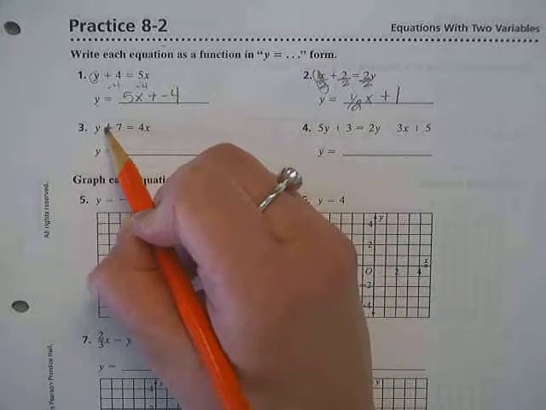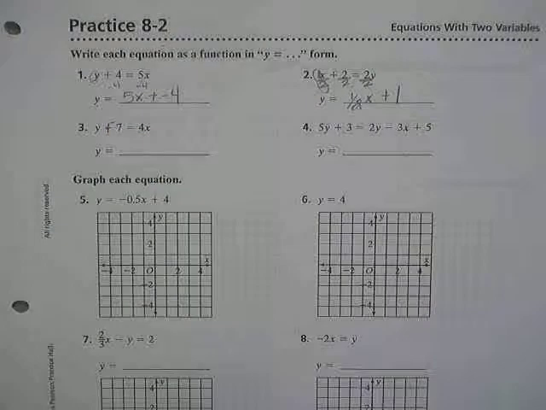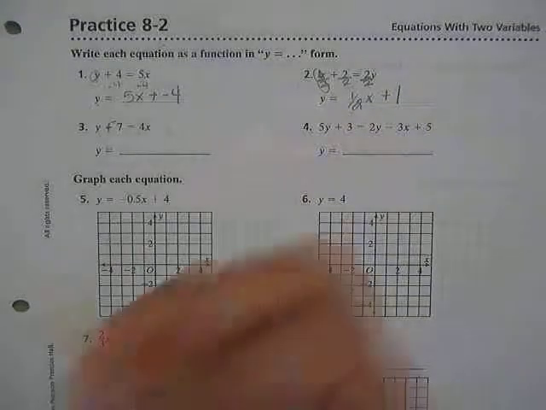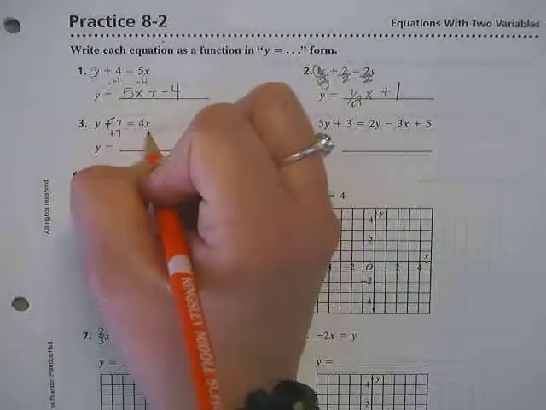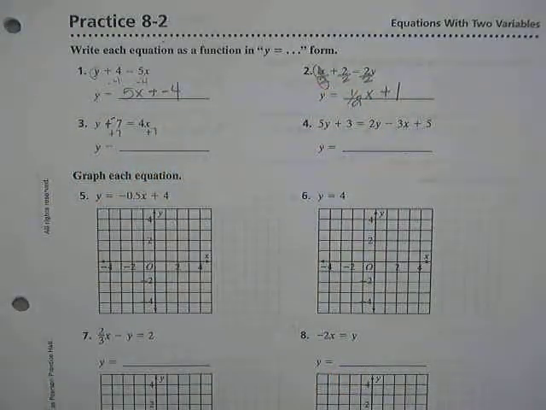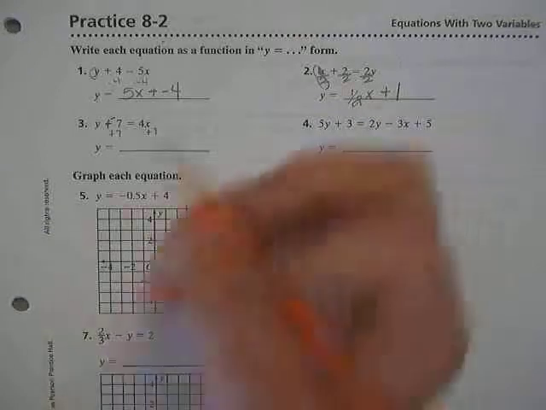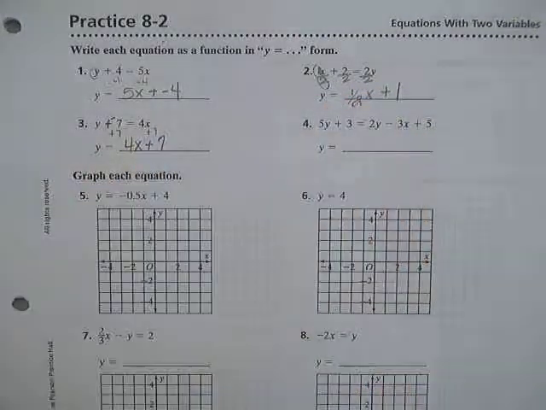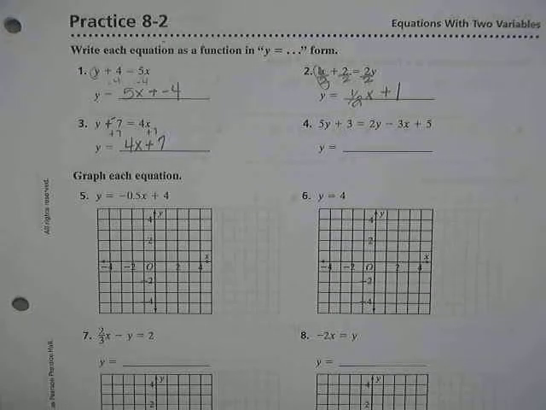Okay, this one here. Add the opposite. So how do I get y by itself? How do I get rid of that negative 7? Add 7. So y equals 4x plus 7. Wait, but, oh, it's y. Yep, I know. You want to get y by itself.